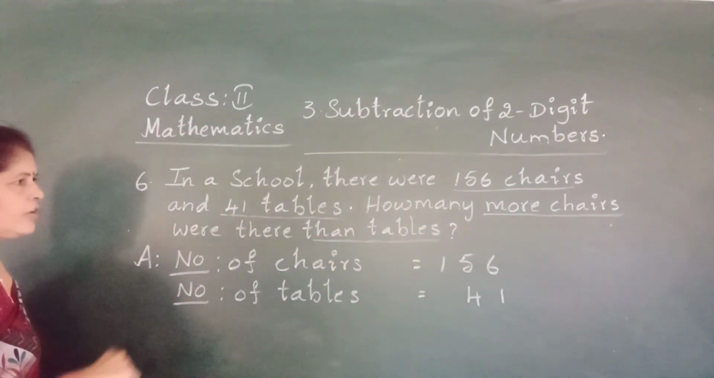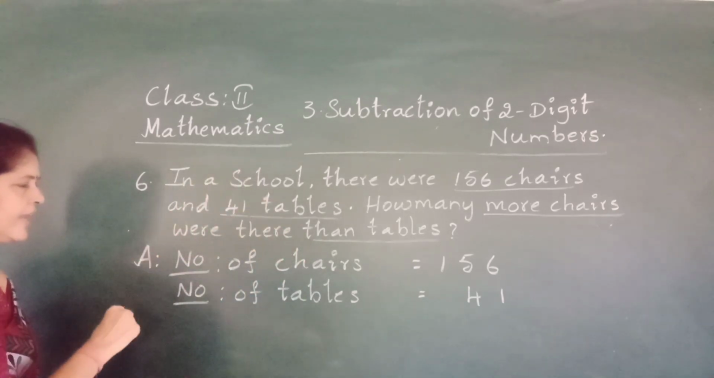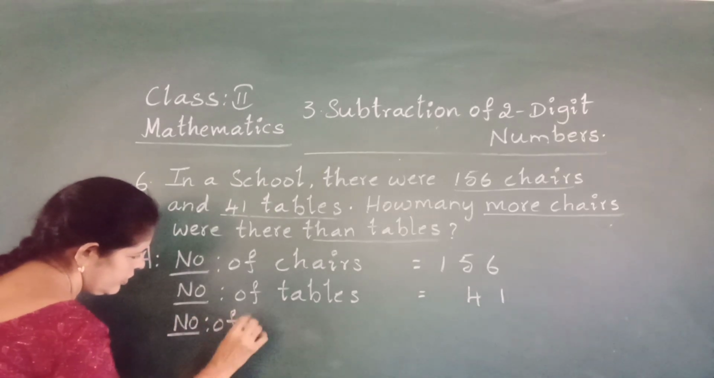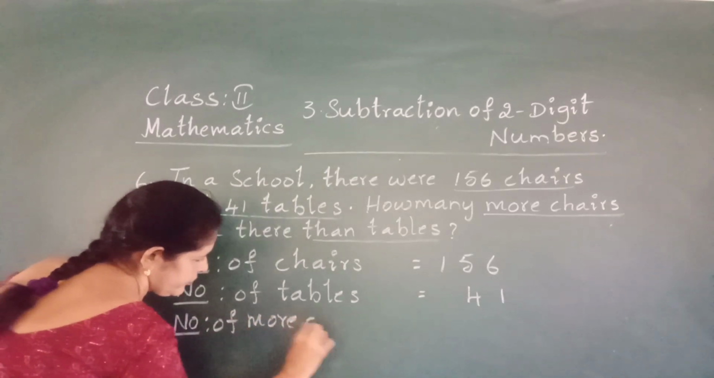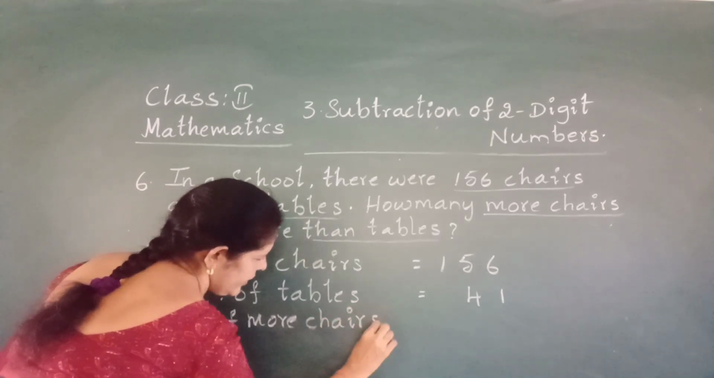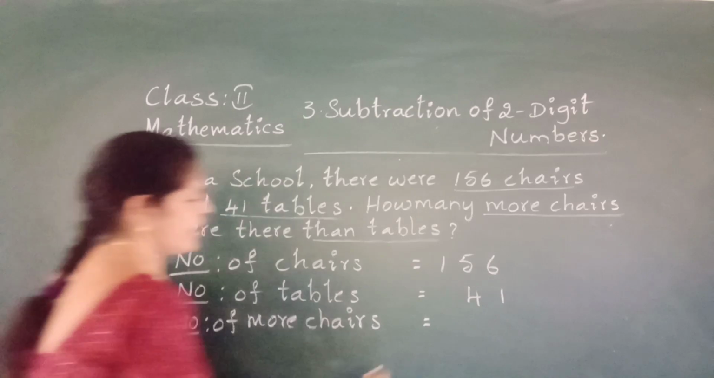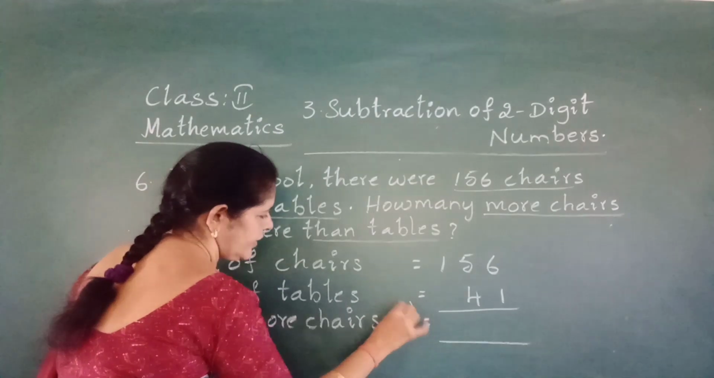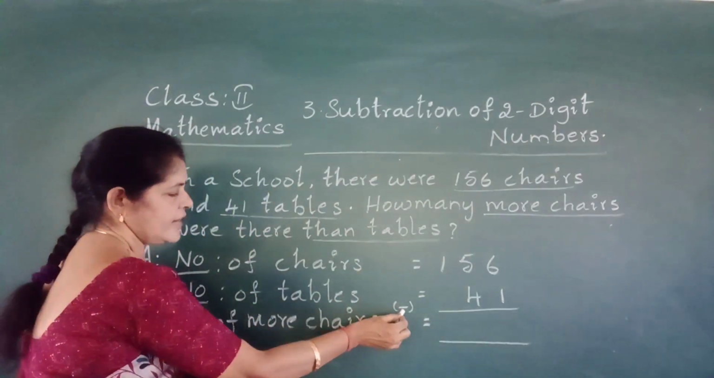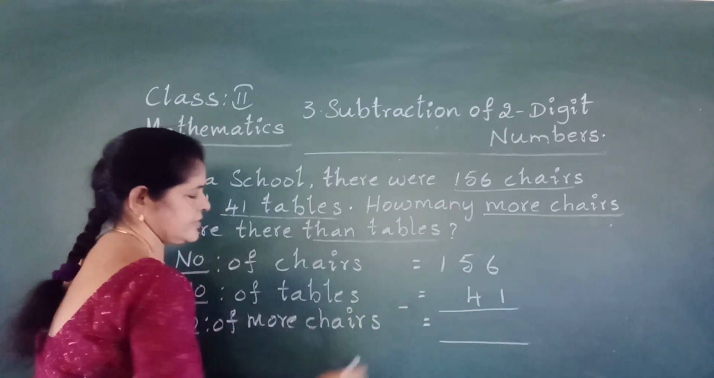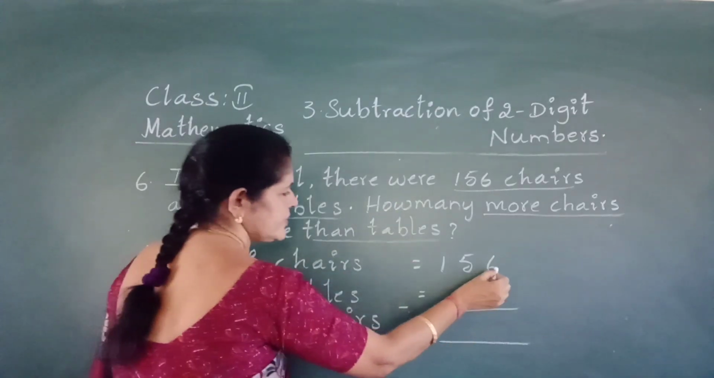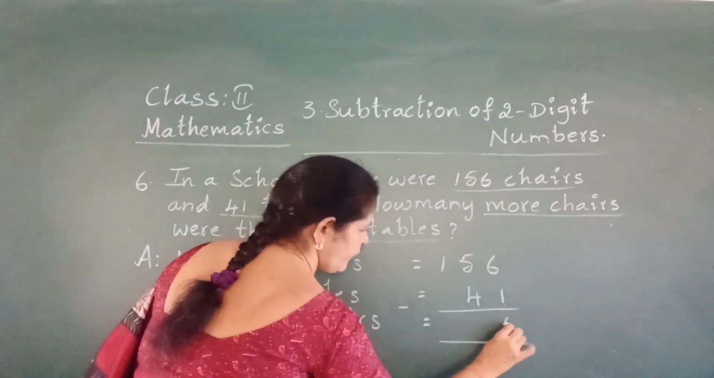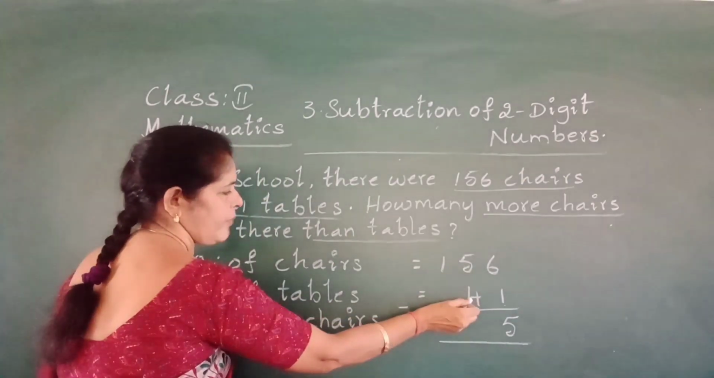Now find out the number of more chairs. We get the number of more chairs by subtraction. Number of more chairs than tables. Chairs are more. How many more? Find the answer by subtraction. That's why put the symbol minus. Start from ones. 6 minus 1. The number before 6 is 5. Next, 5 minus 4.